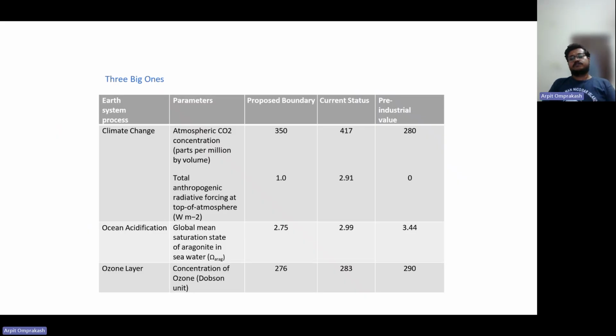So for each of these Earth system processes, what these authors did is they measured different parameters that they used as proxies to look at these Earth system processes. And they proposed a boundary.